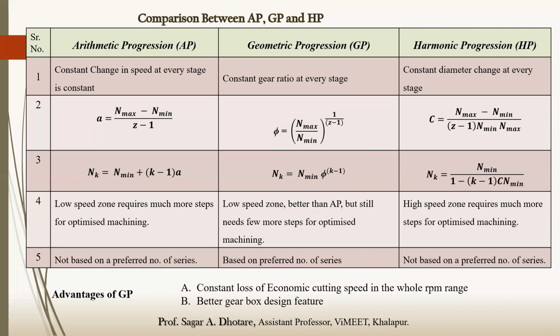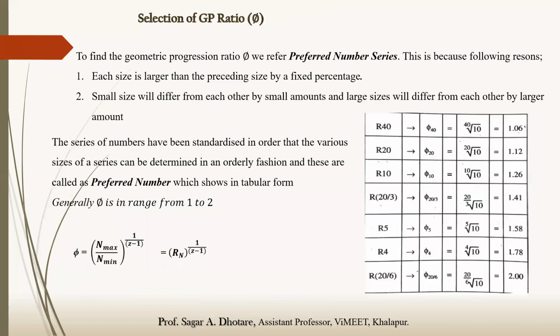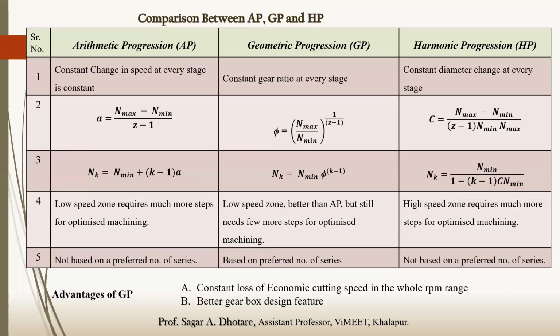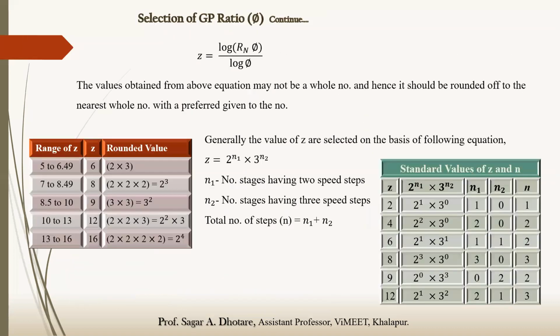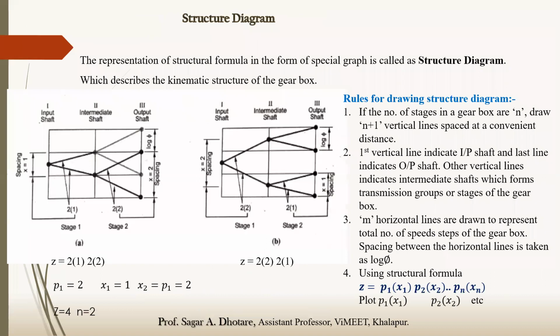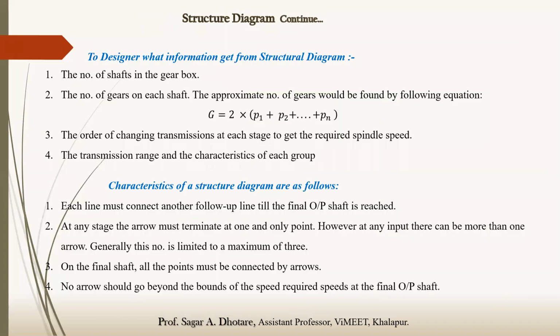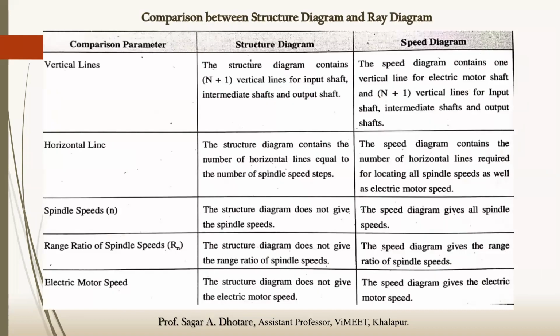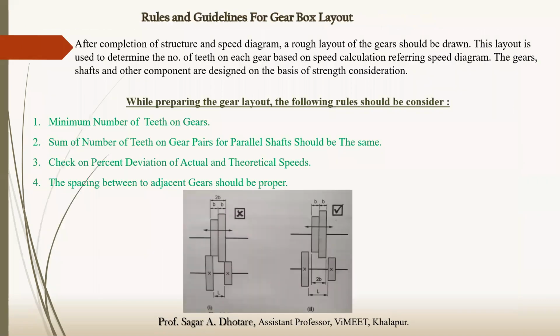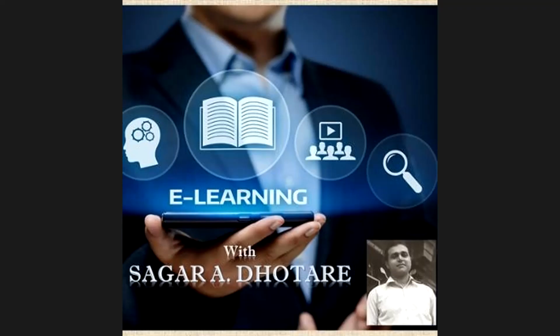In the next lecture, we will discuss the remaining points, such as selection of range ratio, selection of gear ratio, speed ratio, progression ratio, structural formulas, structural diagrams, and ray diagrams. What is the difference between them? What are the different rules to design the gearbox layout and gearbox? Everything we will discuss in the next lecture.